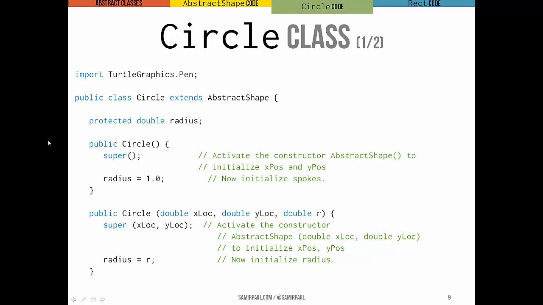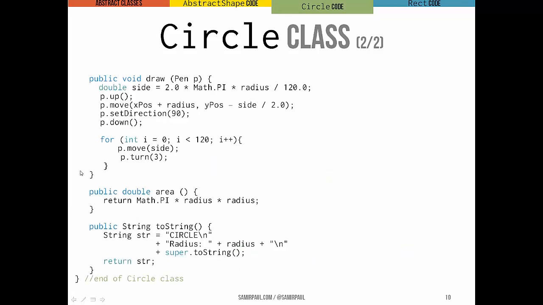Perfect. Make a constructor. This is the no-arg constructor. It calls abstract shape's constructor to initialize x position and y position, and then we initialize the instance variable unique to circle right here. Likewise, we have a constructor that takes more parameters, x location, y location, and radius. You can see here we implement draw, which was an abstract method in abstract shape, meaning that subclasses had to implement it. So we comply, and here we have draw as defined for a circle, just as it was in previous classes, and we have the fully overridden toString method.